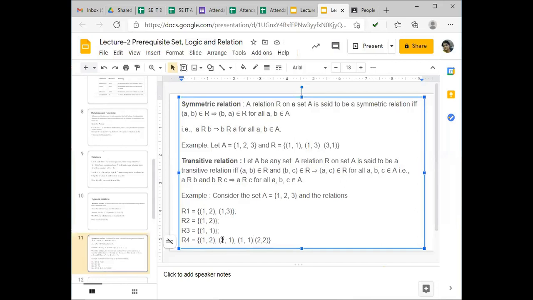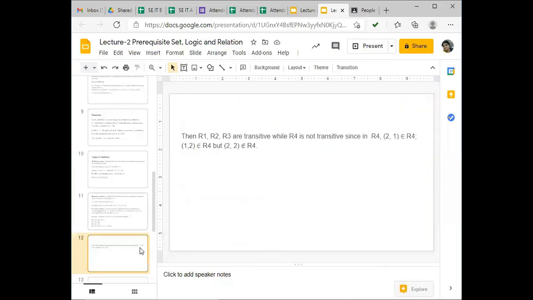Okay, you have to go through each and every element and every relation. It is not that you have to go only in this order. It can be here also. 1 comma 3 can be there, and here 3 comma 1 can be there. Then you have to think whether we have 1 comma 1. So that you have to keep in mind. Fine, I hope this is clear. So R1, R2, R3 are already transitive. R4 is not transitive because we don't have 2, 2. If we add 2, 2, then it becomes transitive.